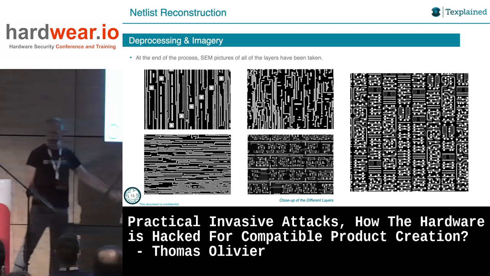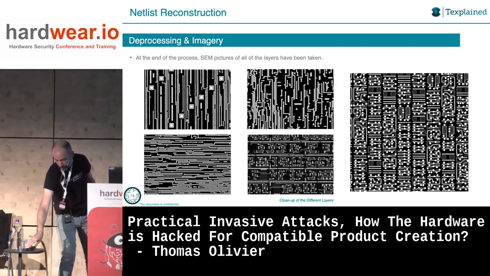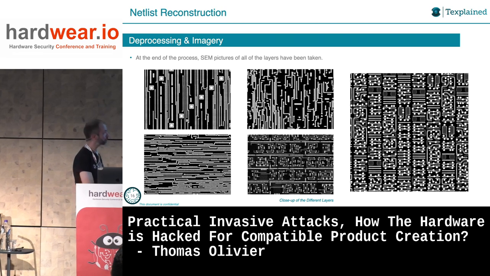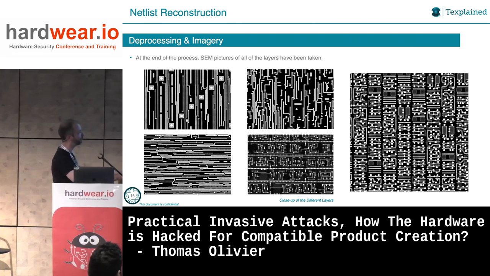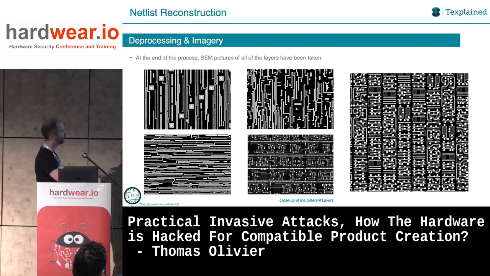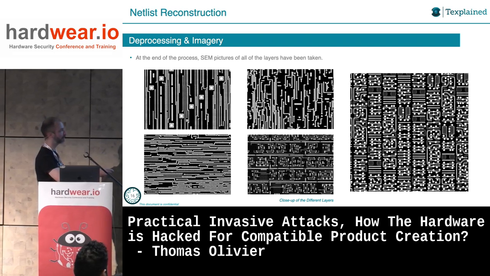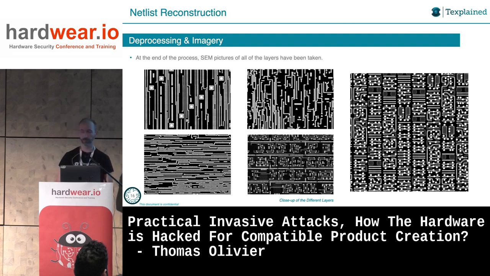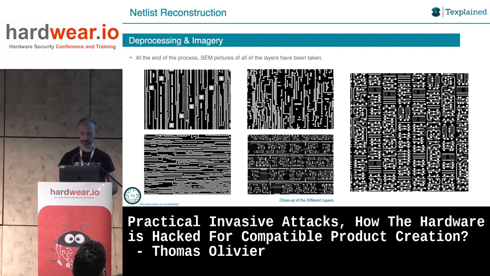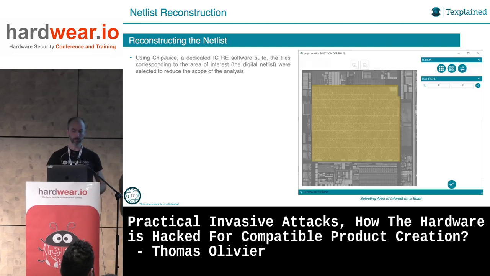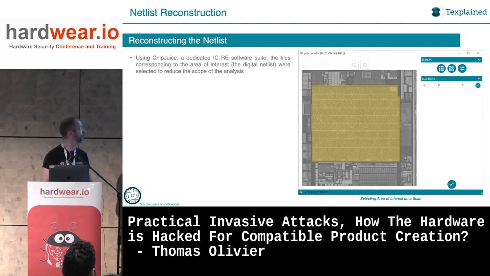With like the PCS, here we see the transistors basically. This layer forms the logic cells, right? And then you have all of the interconnect layers on top, right? I didn't put the upper layer because you see that's only ground and VCC, so not very useful for the guys who reverse engineer the chips. From the pictures, we used a software called ChipJuice. It's been developed by Texplain directly.